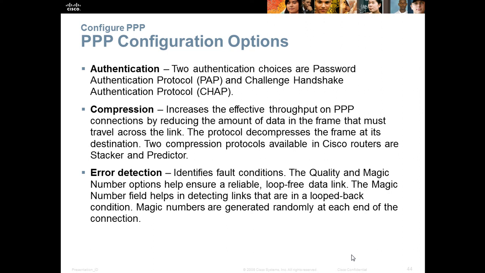Error detection. This identifies the fault conditions. The quality and magic number options help to ensure a reliable loop-free data link. The magic number fields help in detecting links that are in a looped-back condition. Magic numbers are generated randomly at each end of the connection.